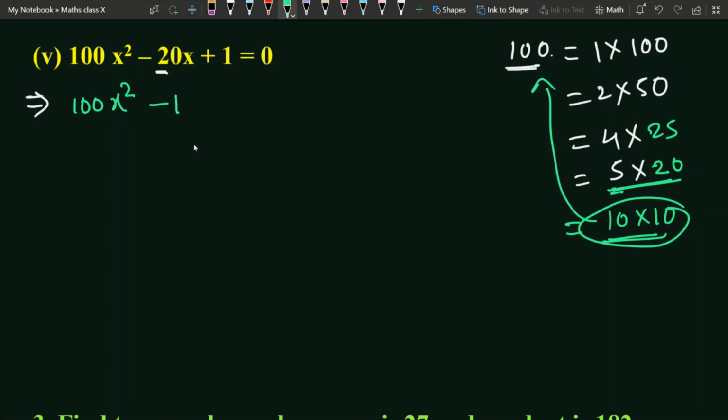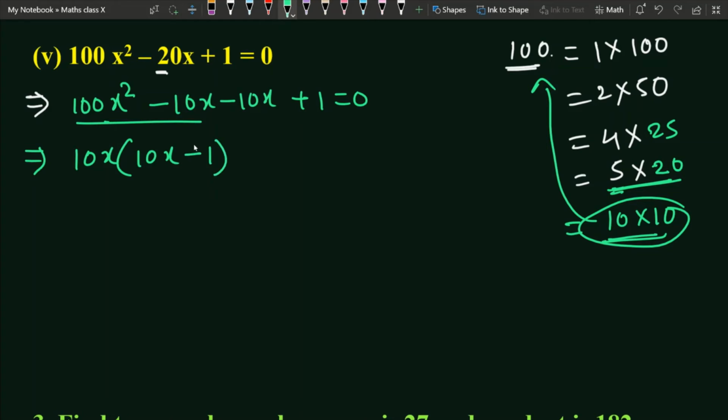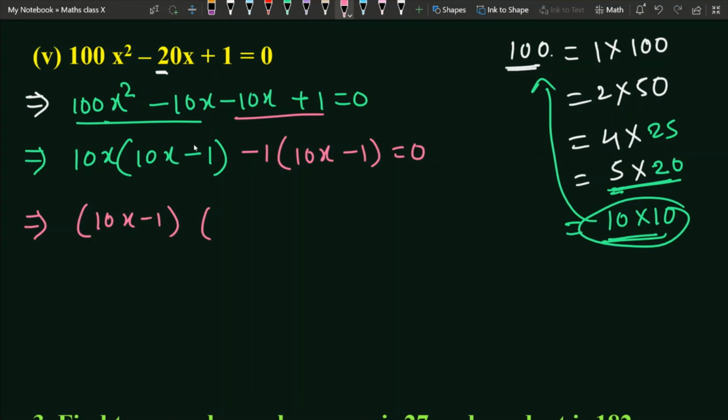100x square minus 10x and minus 10x and plus 1 is equal to 0. It becomes: take common 10x. What is remaining? 10x and minus 1. Again from these two terms, take minus 1 as common. You get 10x minus 1 is equal to 0. Now 10x minus 1 in one bracket and in another bracket 10x minus 1, is equal to 0.